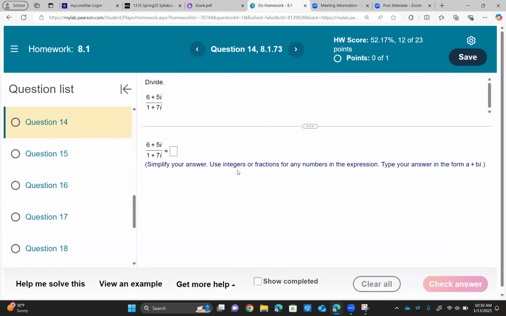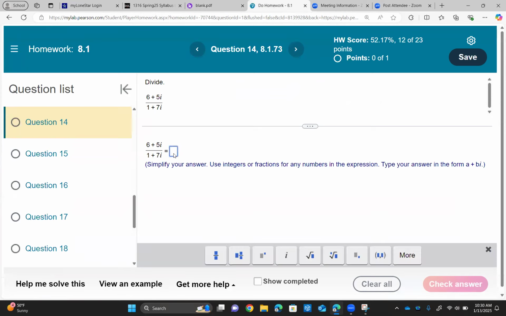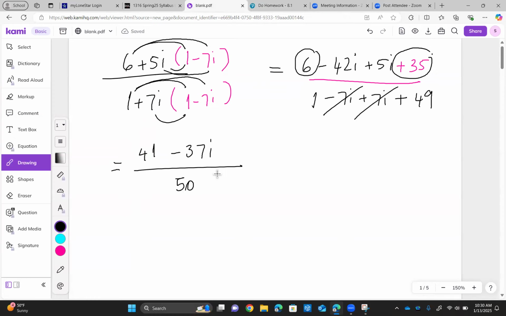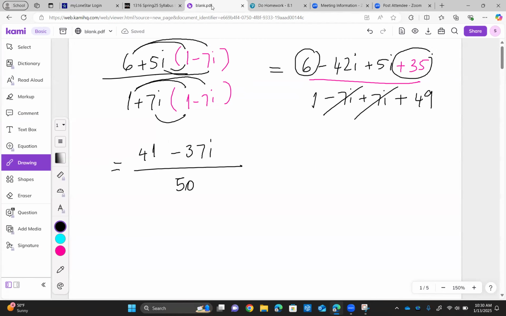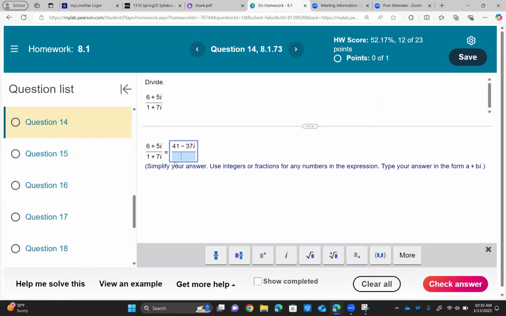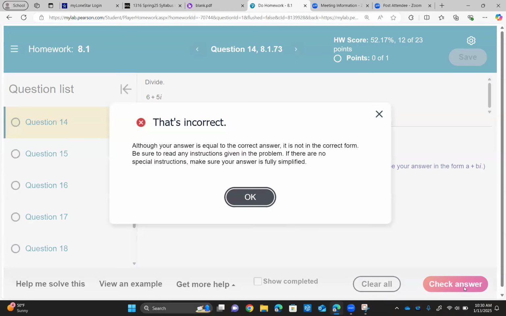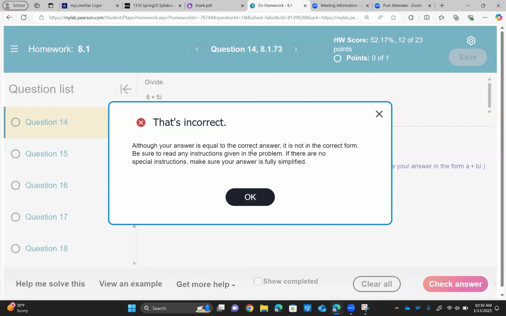So we're going to go here: simplify your answer, use integers or fractions for any numbers in the expression, type your answer in the form of a plus bi. I'm going to first try to enter my answer this way. I'm just going to write 41 minus 37i, and then the denominator here is 50, to see if my MATLAB will accept this. If it doesn't accept this answer, I will write them as two separate fractions. Although your answer is equal to the correct answer, this is not the correct form.